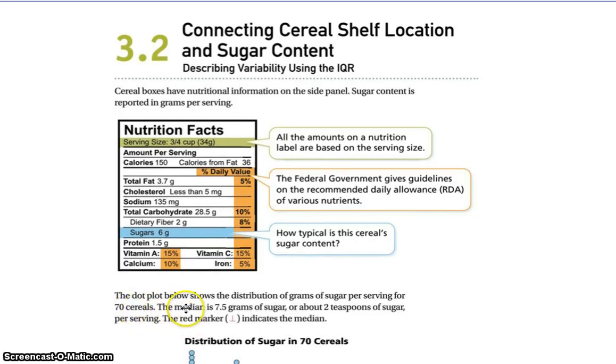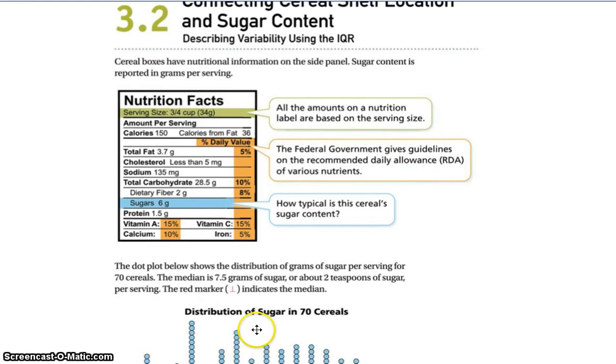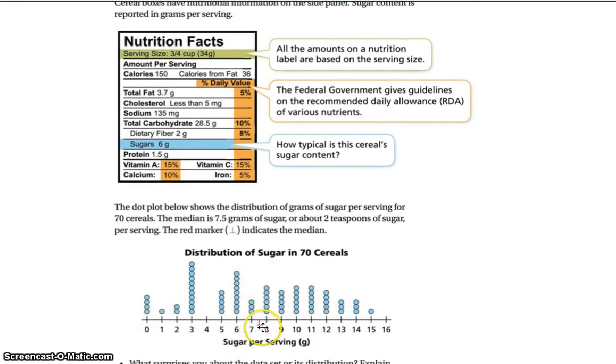Now, the dot plot below shows the distribution of grams of sugar per serving for 70 cereals. The median is 7.5 grams, or about 2 teaspoons of sugar per serving. The red marker, that little upside down T in red, indicates the median. So this would be the halfway point right here.